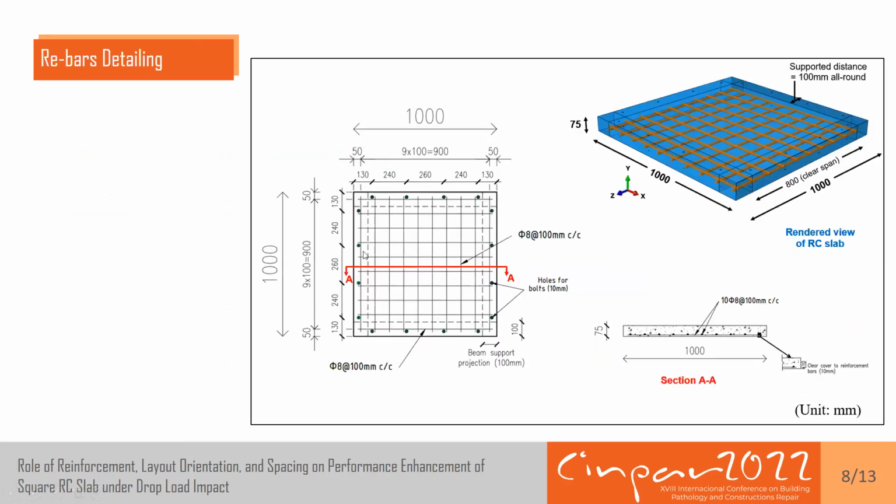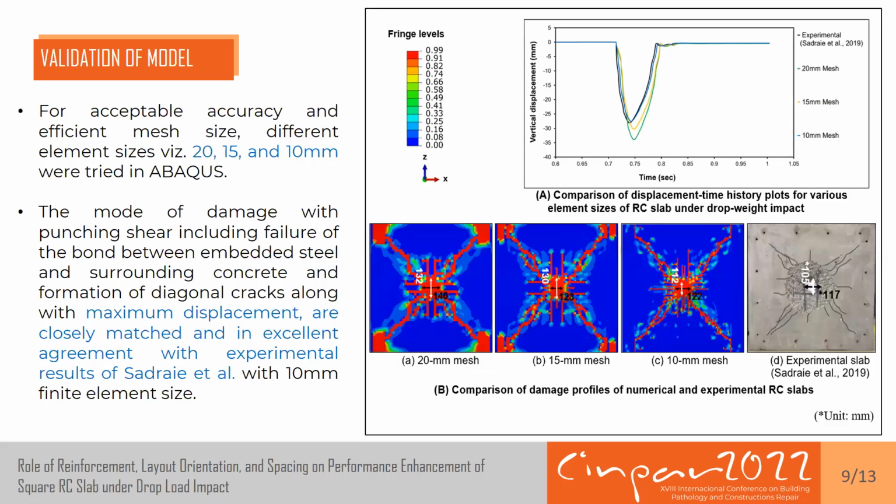This is the description of the reinforcement detailing in the slab. The slab is singly reinforced, and the diameter of the rebars is 8 mm in both directions, and the center to center spacing between two adjacent bars is 100 mm. The slab has a clear span of 800 mm, and the supported span is 100 mm. A clear cover of 10 mm is provided, the same as was provided in the experimental study conducted by Sadre et al.